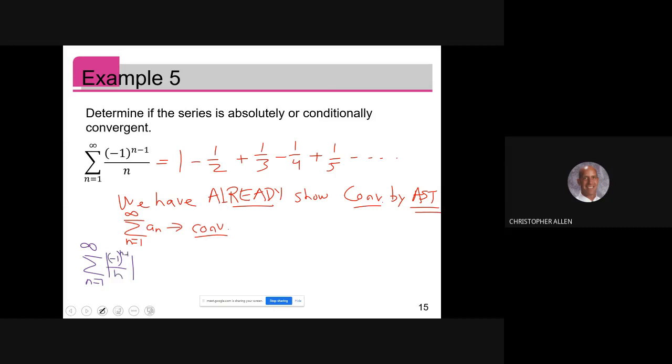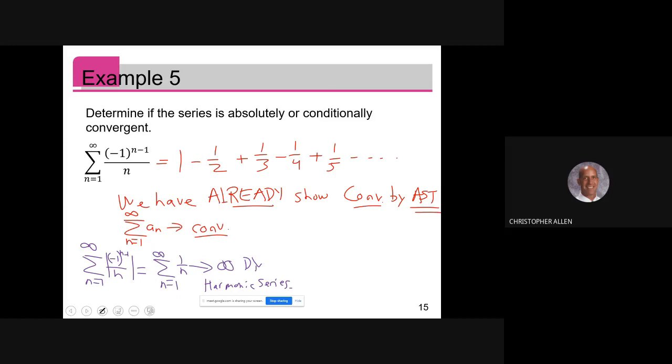right? By the way, what does the absolute value do to the alternator? It kills it. What's that? That's the harmonic series. We already know that goes to infinity. It diverges because that's the harmonic series.